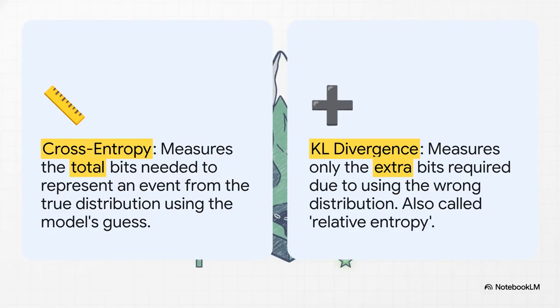Now you might hear people talk about a related idea called KL divergence. They are very, very similar, but there's one key difference. Think of it like this. Cross-entropy tells you the total cost of using your model's wrong map instead of the perfect real one. KL divergence, on the other hand, tells you just the extra cost. For our purposes, when we're trying to get to the bottom of the valley, minimizing one is the same as minimizing the other, so we usually just focus on cross-entropy.